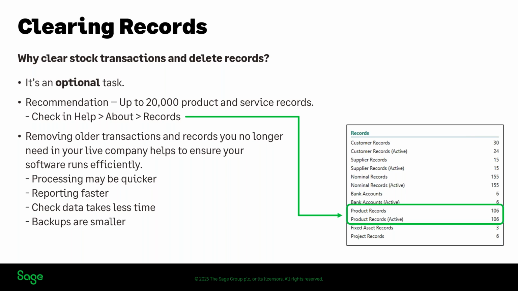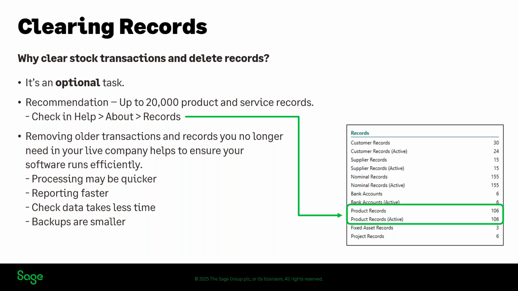So that seems to be the common point where people think, right, well, I've run year end, and they start thinking about how much of the old information they need to retain. Now, for the products and service record area, there is now a recommendation, and this has just been brought in the last few years when we started looking at managing data a little bit more, of anything up to 20,000 products and service records. Now, if you're thinking, well, I've got no idea how many I have, then all you need to do within your software is go into Help and About. And in the middle column, if you scroll down, there's a section called Records, about halfway down that page. And in amongst that, it will say product records.